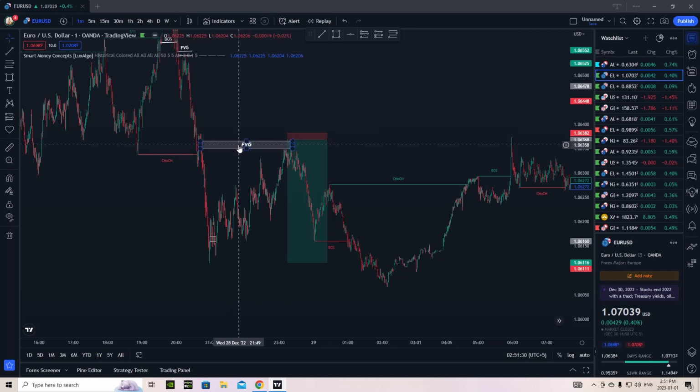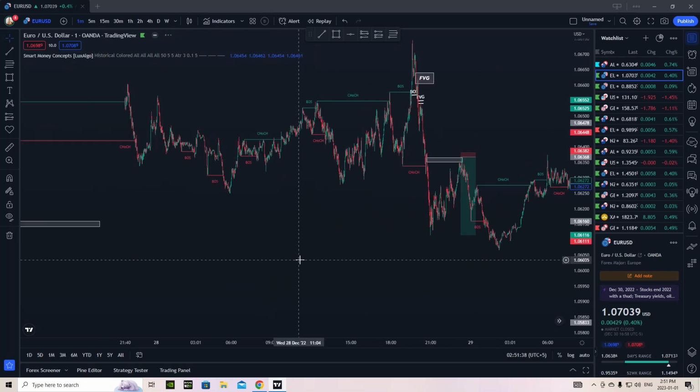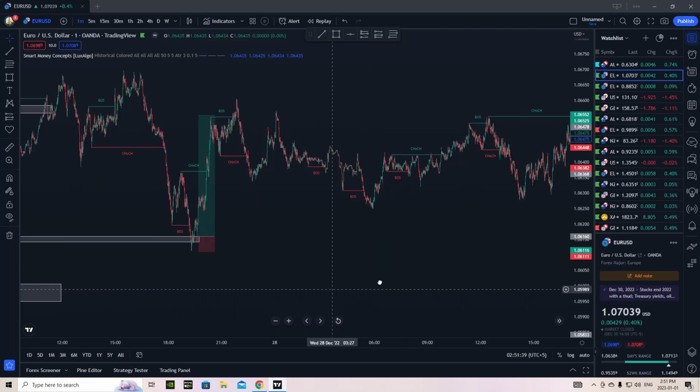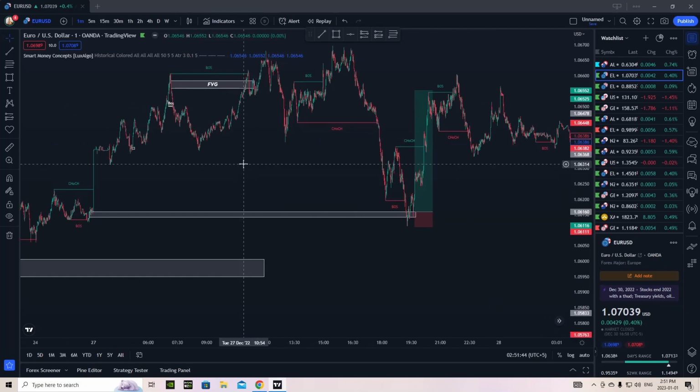So we also have another example over here, right? We have a fair value gap, price went down, retraced back into a point of interest before going back down, guys. So this really works. I've been backtesting it for a while.